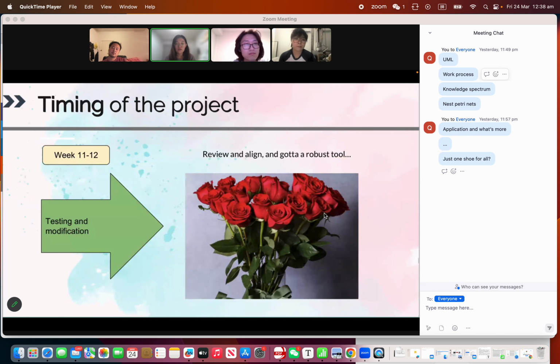Well, the last part is the testing and modification part, and we would like to test the model and see if there are any errors. This part will be completed within 2 weeks, and we plan to finish this during week 11 to week 12. In conclusion, we can finish the project within 12 weeks and hand in the project within this semester. I have finished my part, and the next part belongs to Chu.